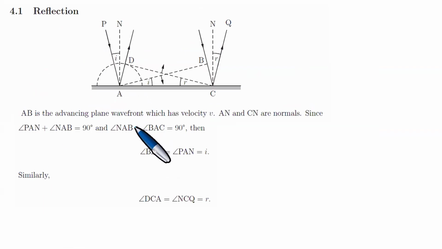Reflection. AB is the advancing plane wavefront which has velocity v.